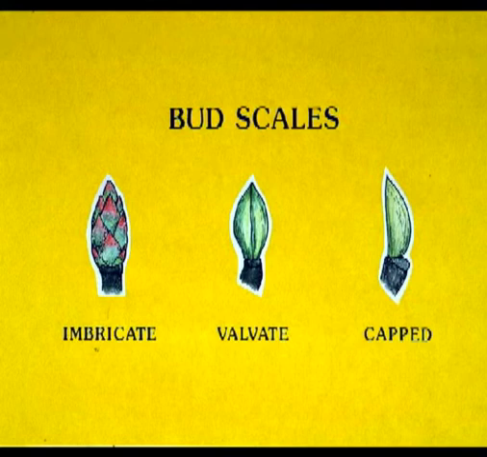If they're overlapping, like shingles, they're termed imbricate. If they meet together along their edges, they're termed valvate. And if there's a single scale covering the entire bud, the bud is said to be capped. Of course, there are many other terms used to describe bud scales, but these are three of the ones most commonly encountered in dendrology.